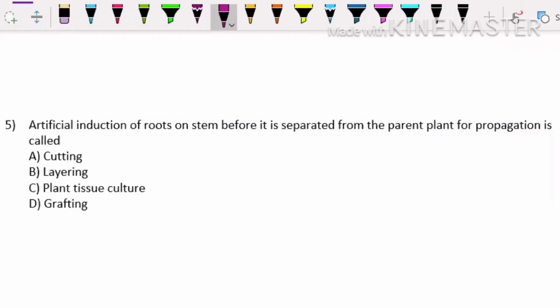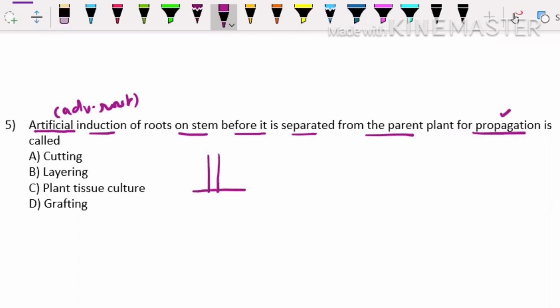Artificial induction of root means root is induced artificially, meaning they are telling about adventitious root formation. Adventitious root is formed on the stem before it is separated from the parent plant for propagation. So this is seen in layering. If you see, this is one plant and you find one soft basal branch present here on the node. So what you will do, you will try to bend this branch into the soil.